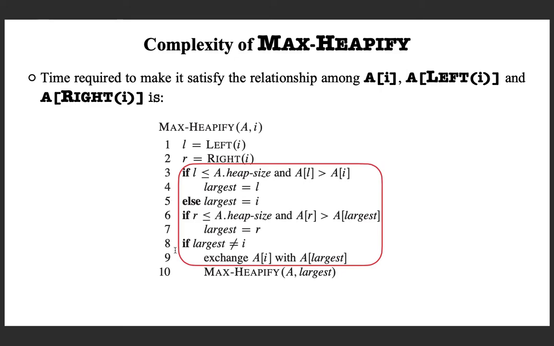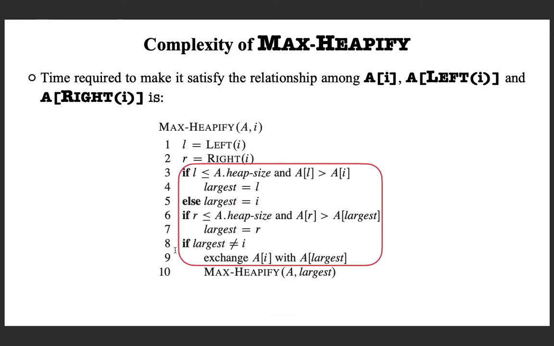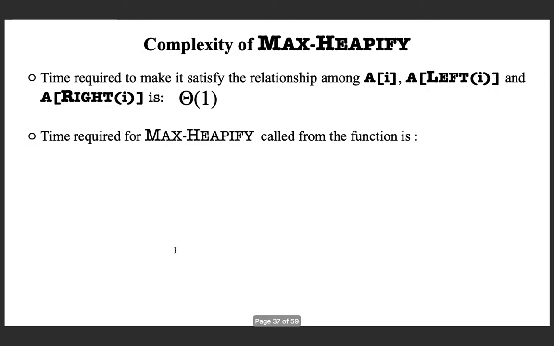So you can easily see that it is not going to depend on the input, and hence it is theta of 1. Why is it theta? Because there is no worst case or best case. Here it is a constant amount of time that you need. So theta of 1. So it remains for us to find the complexity of calling max heapify again in the new subtree.